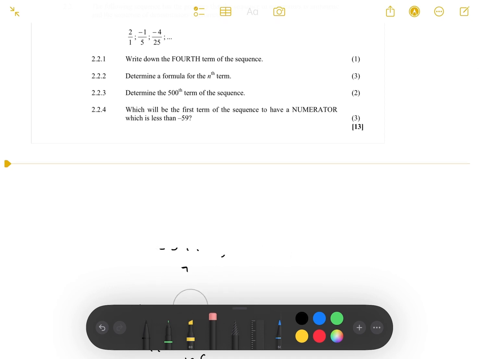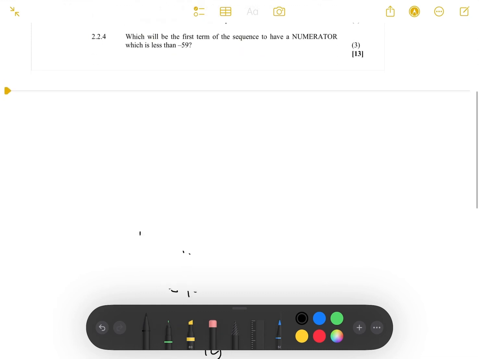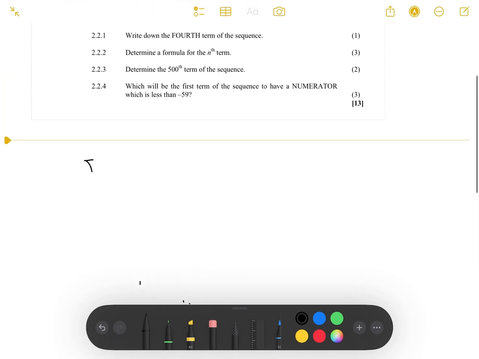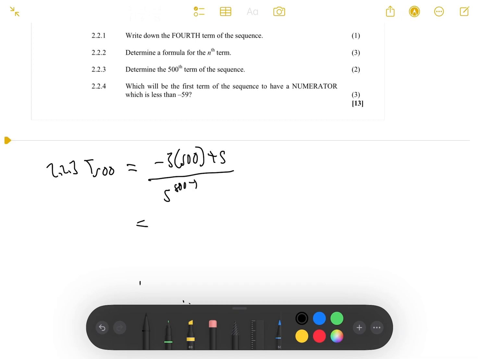So for the 500th term, all we have to do is substitute into the very same formula. For 2.2.3, T500 will basically be negative 3 in brackets 500 plus 5, over 5 to the exponent 500 minus 1. At the top we get negative 3 times 500 plus 5, which is negative 1495. At the bottom, this would give you a math error since it's a very big number, but you can write it as 5 to the exponent 500 minus 1, right?